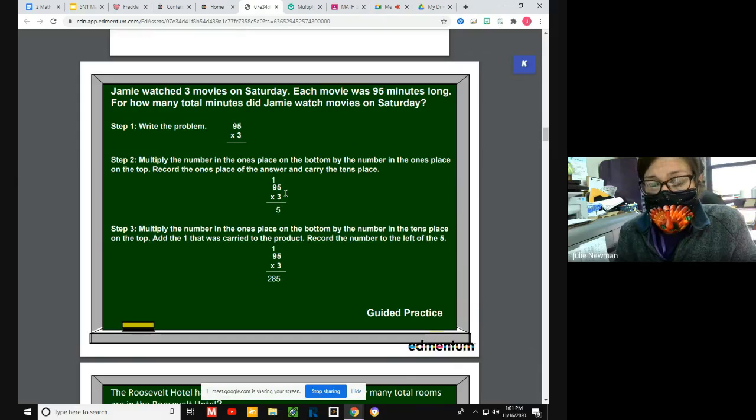Now you can see that it looks a little different here because we have a 1 and a 5. Why didn't they just put a 1 next to the 5? I mean, 15, right? Well, we're going to record the ones place of the answer, because when you write 15, if I can do this big enough for you.